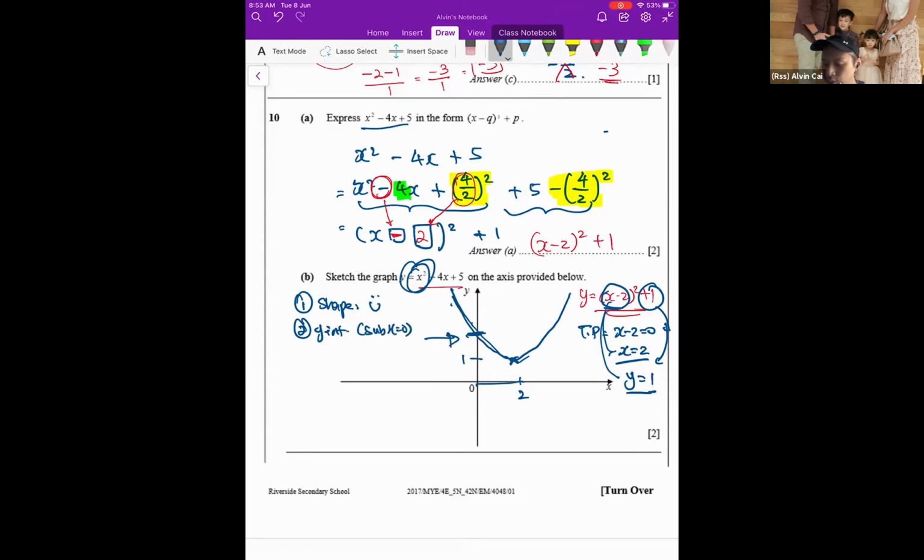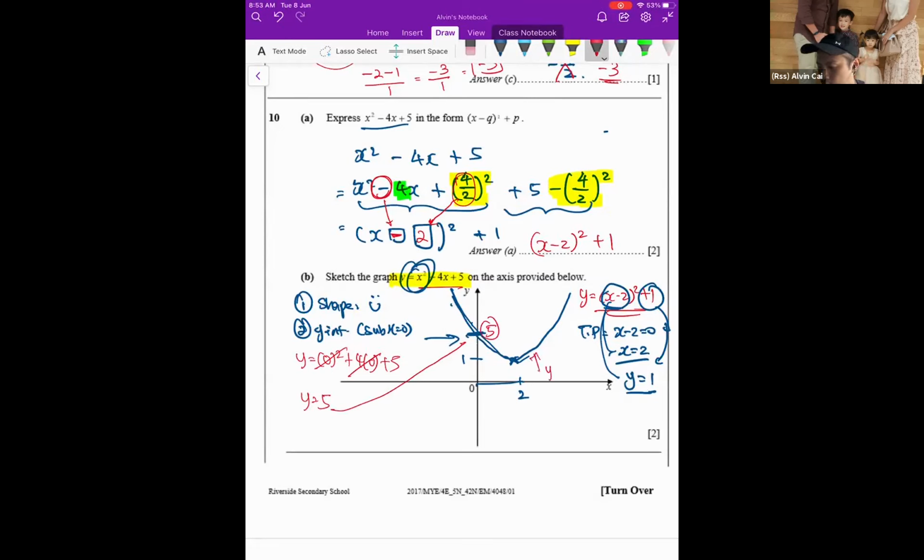So when x equals 0, we can see from this equation here, straight away y will be equal to 5, because y equals 0 squared plus 4 times 0 plus 5. So all these are 0, so y will be equal to 5. So this is just 5. Okay, so this is 5.